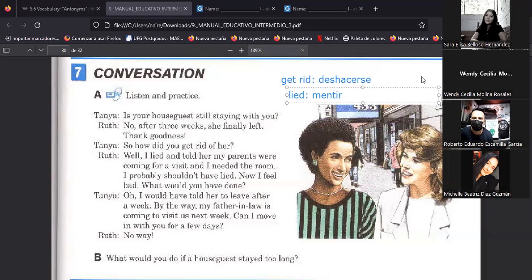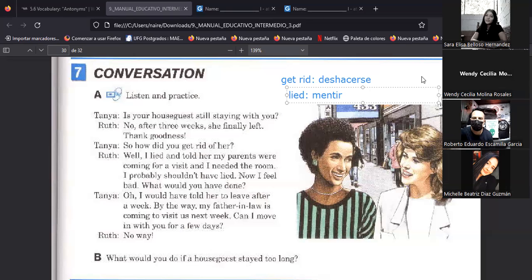No, after 3 weeks, she finally left. Thank goodness. So, how did you get rid of her? Well, I lied and told her my parents were coming for a visit and I needed a room. I probably shouldn't have lied. Now I feel bad. What would you have done? Oh, I would have told her to leave after a week.